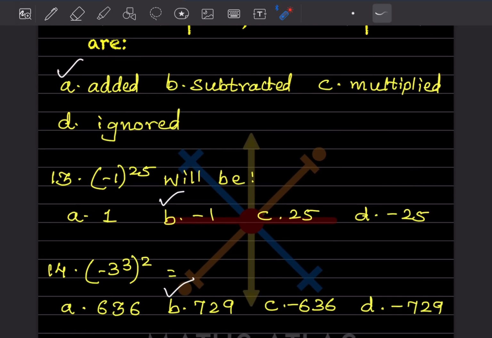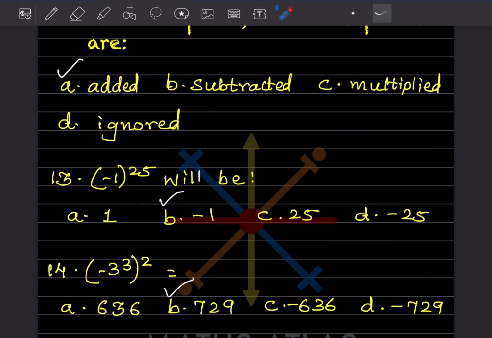Now here minus 1 raised to 25. So now 25 is an odd number. So whenever there is an odd number, we are always going to get minus. And this is 1, so it is going to be minus 1. If it was minus 2 raised to 25, or it is 27, 27 is also an odd number. So that is minus 2, you are going to multiply that minus and 27.